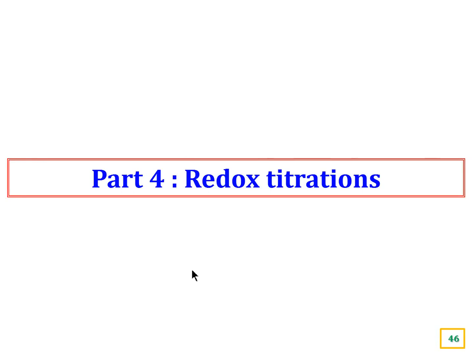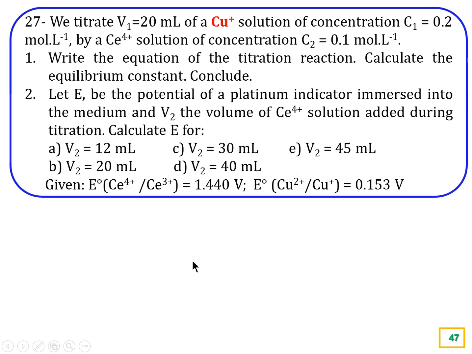Exercises of Part 4, Redox titrations. Exercise 27: we titrate V1 of Cu+ of concentration C1 by a solution of cerium 4+ of concentration C2. Write the equation of the titration reaction and calculate the equilibrium constant.